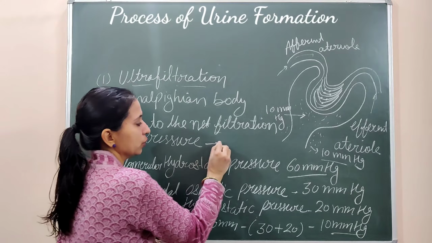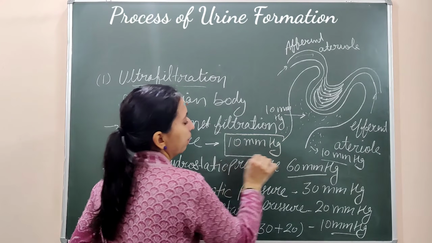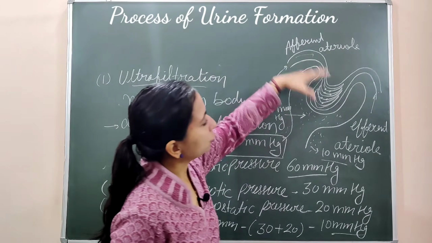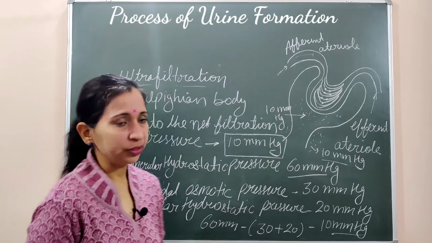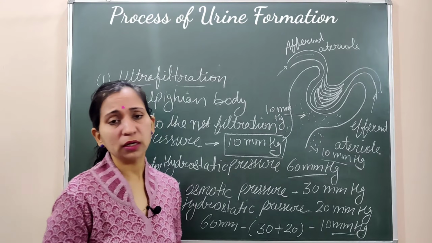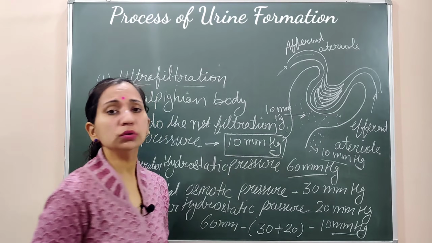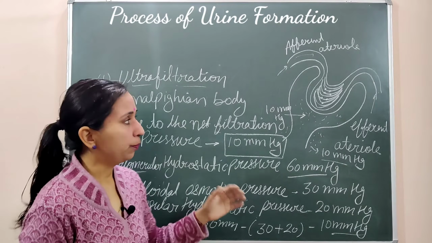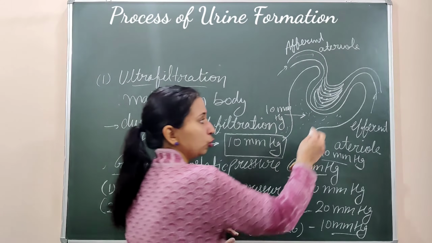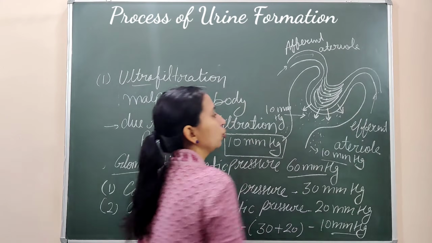So now we can write its value here: 10 mm Hg is the net filtration pressure by which filtration happens in the glomerulus. There is a difference in the diameter of the afferent arteriole and efferent arteriole, and the proteins and fluid here are all creating some pressures. Out of these, the net filtration pressure formed is 10 mm Hg, and due to this pressure, the blood gets filtered out from the blood capillaries through the glomerulus and comes into the lumen of Bowman's capsule.